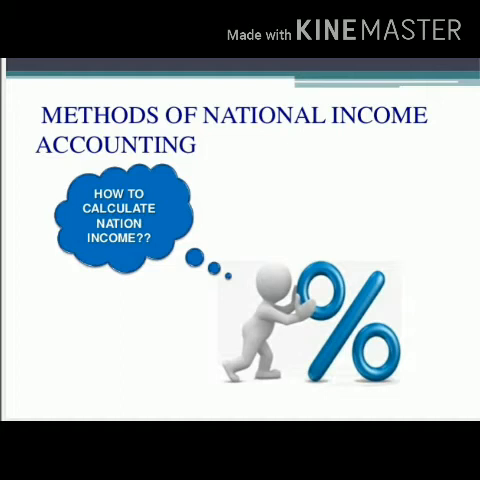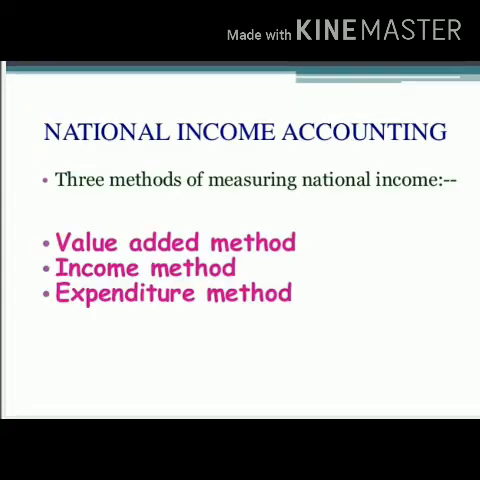There are three methods of calculating national income accounting. Today we will learn how to calculate national income and how the measurement of national income has to be done. First is the value added method, then the income method, and the expenditure method. The value added method is also called the product method.